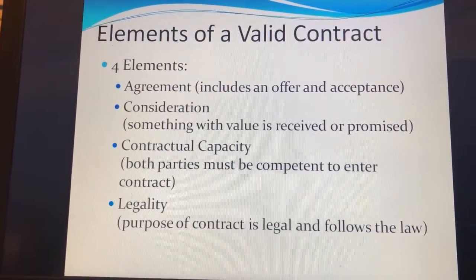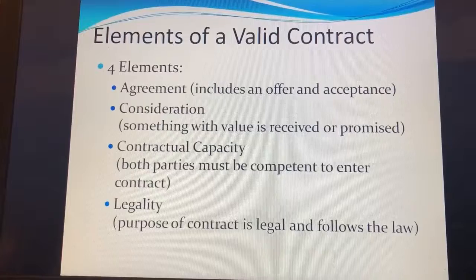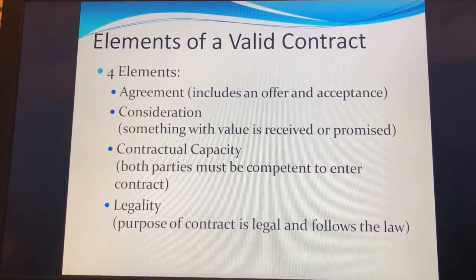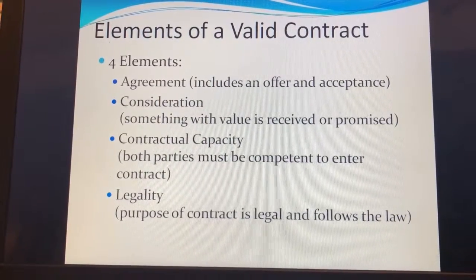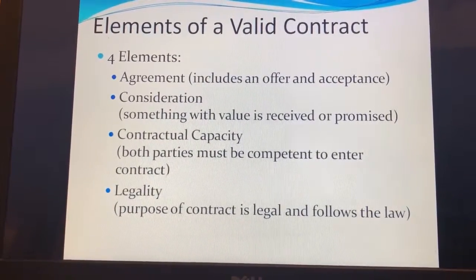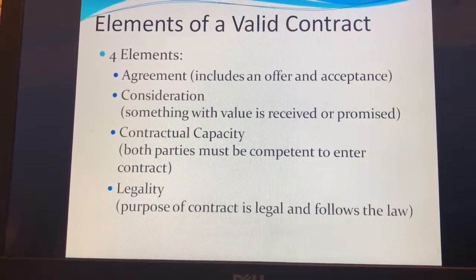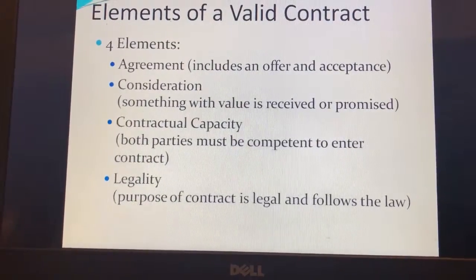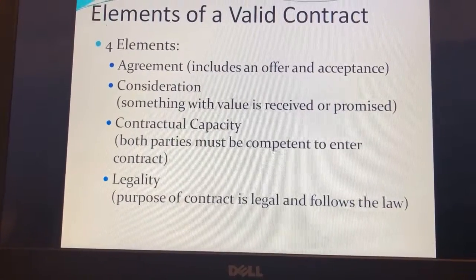Next, there are 4 elements required for a contract to be valid. First, there's an agreement that includes an offer and acceptance. Second is consideration, meaning something that holds value is either received or promised. Third, a contract must have capacity, where both parties are competent and able to make their own decision when entering a contract. The final element is legality. A contract's purpose must be legal and follow the law.